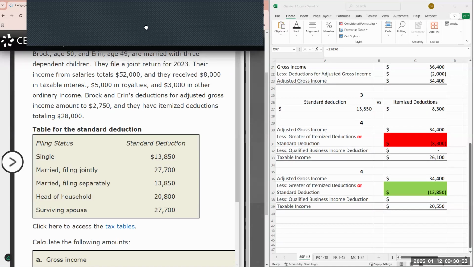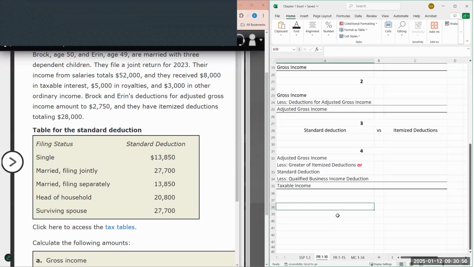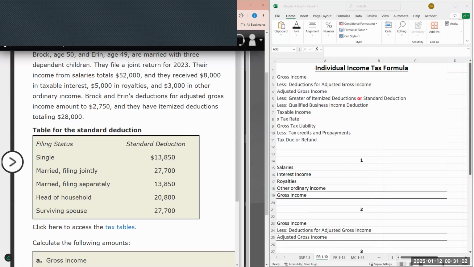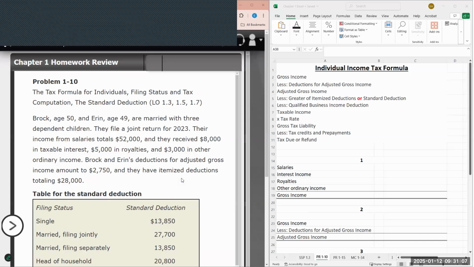All right, so this brings us to a similar problem, but now instead of just calculating the taxable income, we are also going to factor in determining what the tax liability will be. So here we see Brock, age 50, and Erin, age 49, are married with 3 dependent children. They file a joint return for 2023. Their income from salaries totals 52,000. So I'll start to input the fact pattern. 52,000. They received $8,000 in taxable interest, $5,000 in royalties, and $3,000 in other ordinary income.